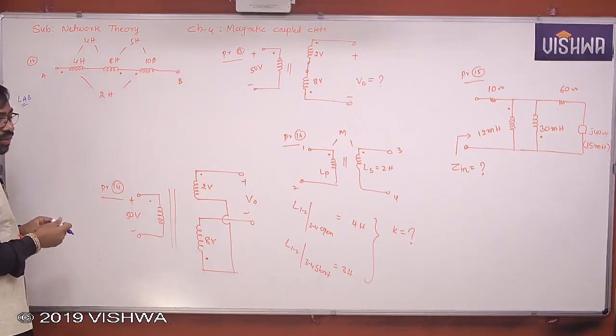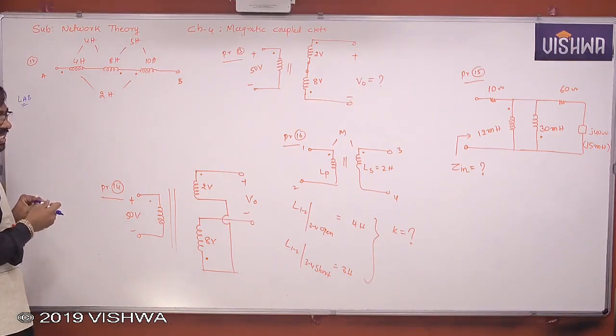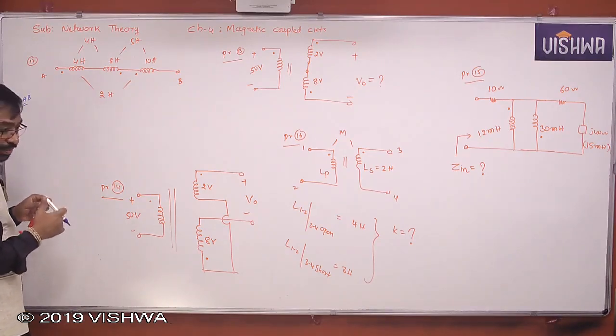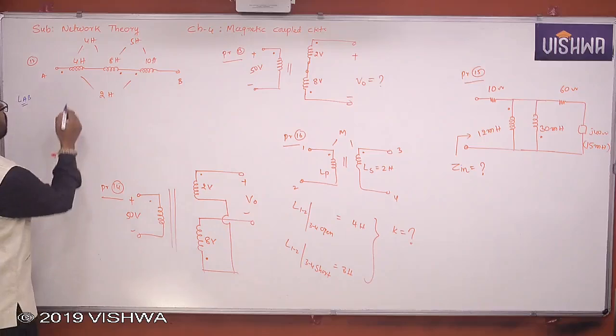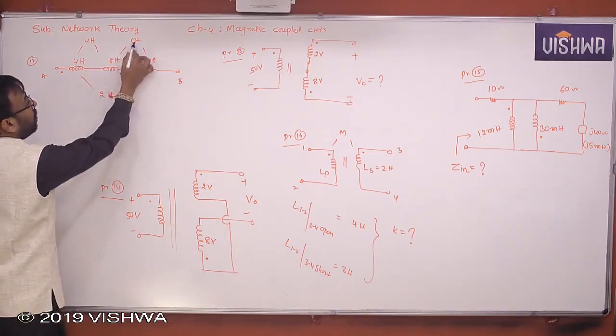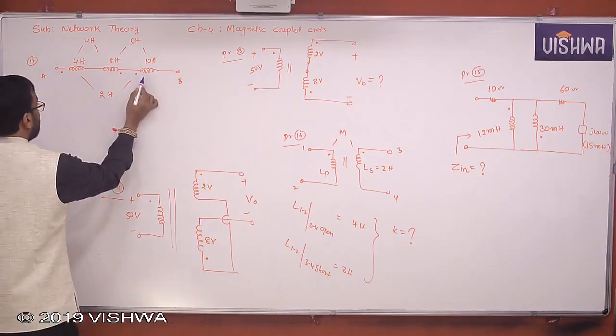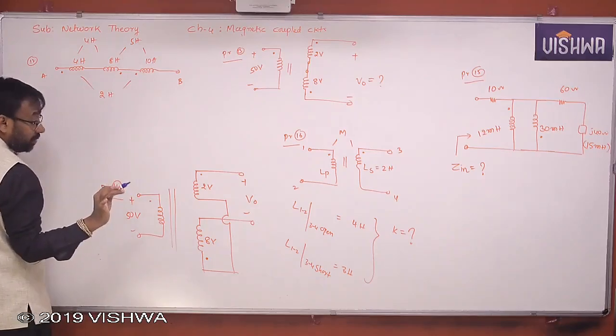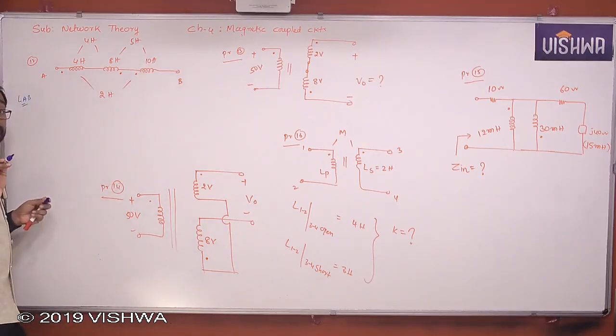The only thing you have to identify is which coils have a magnetic coupling relationship. Understand all of you? This is 1, 2, 3, let us say. 1, 2, there is a coupling. 2, 3, there is a coupling. 1, 3 also has a coupling. And the dots are also indicated.